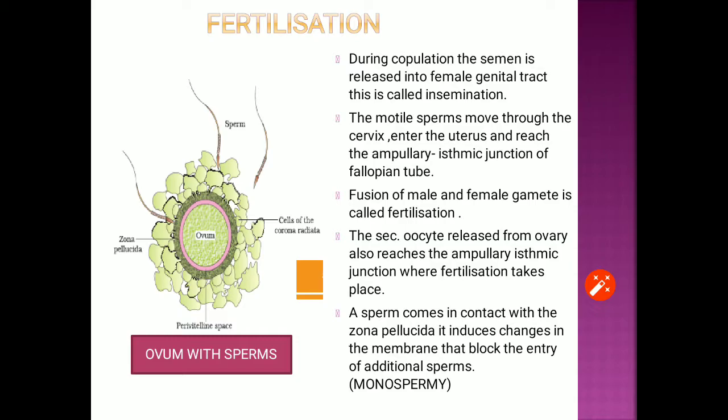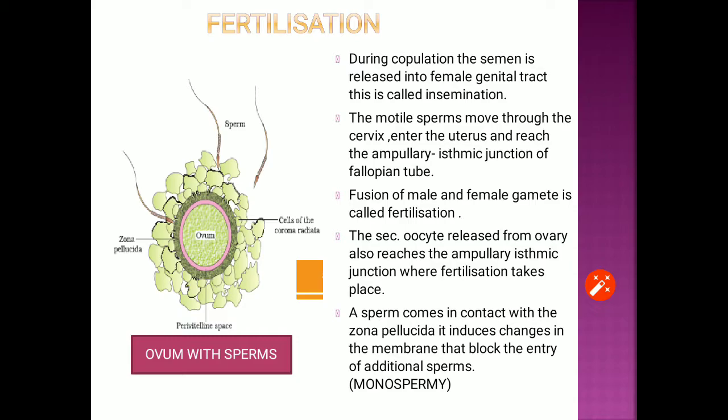As the picture is also showing, there are many sperms moving towards the secondary oocyte and only one of the sperms will enter it by penetrating the zona pellucida. The sperm which comes in contact with the zona pellucida will induce certain changes in this membrane. These chemical changes are a series of cortical reactions which convert the zona pellucida into the fertilization membrane. This membrane acts as a blockage for the entry of additional sperms. It is called monospermy.